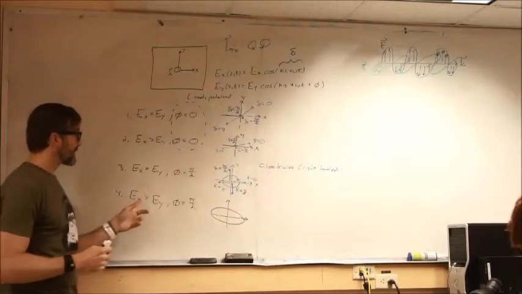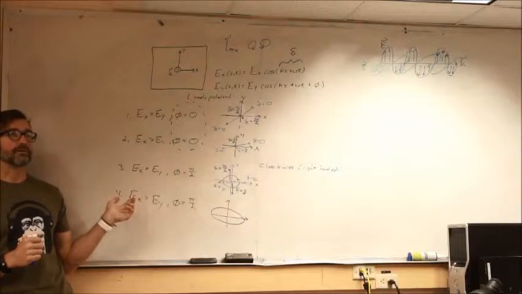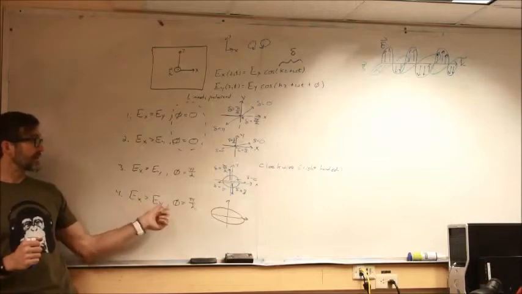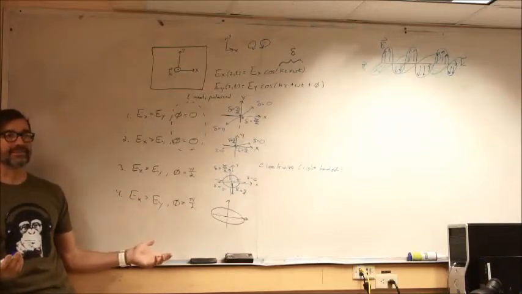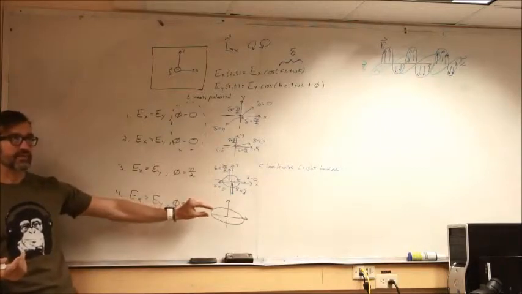What if I took the limit where Ex was non-zero and Ey was 0? What would I describe? Linear. I would go back to linear. Because if I set Ey to 0, the relative phase doesn't matter because there is no oscillation in the y direction. So the limit of this is actually linear polarization.